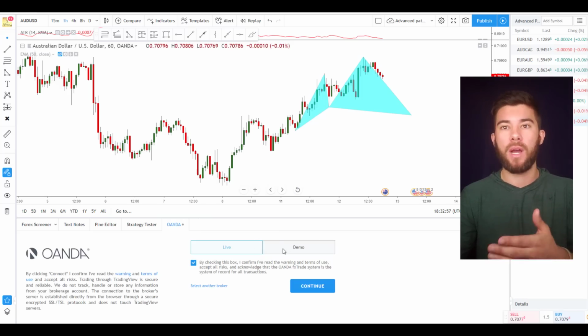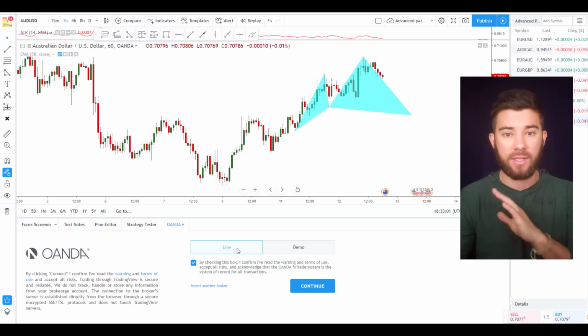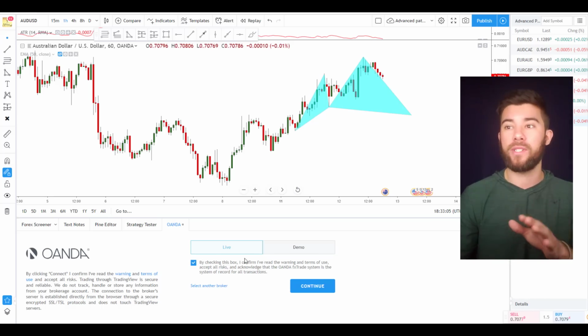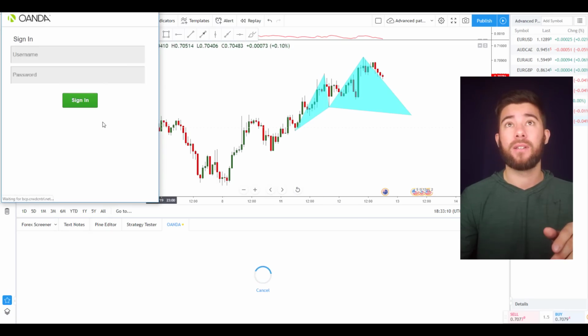So on Oanda, you have the opportunity to set up a demo account or a live account. Again, guys, remember, this is in no way a recommendation from me for you to pick any of these brokerages. But once you do this, all you have to do is click Continue. After clicking Continue, this screen will pop up, and this is directly from Oanda.